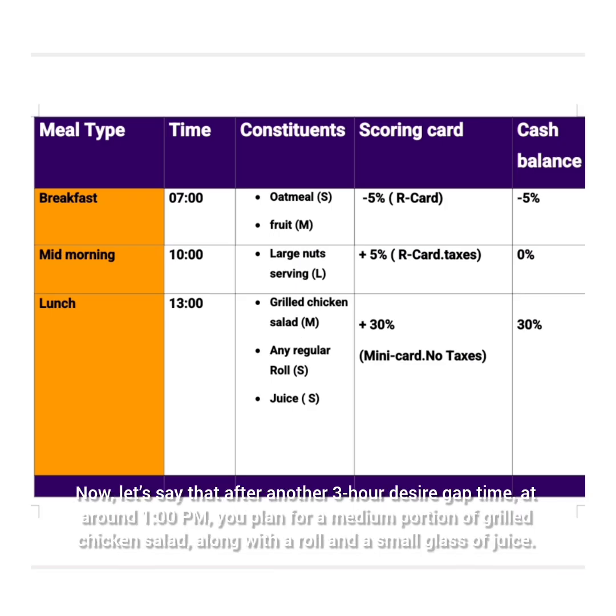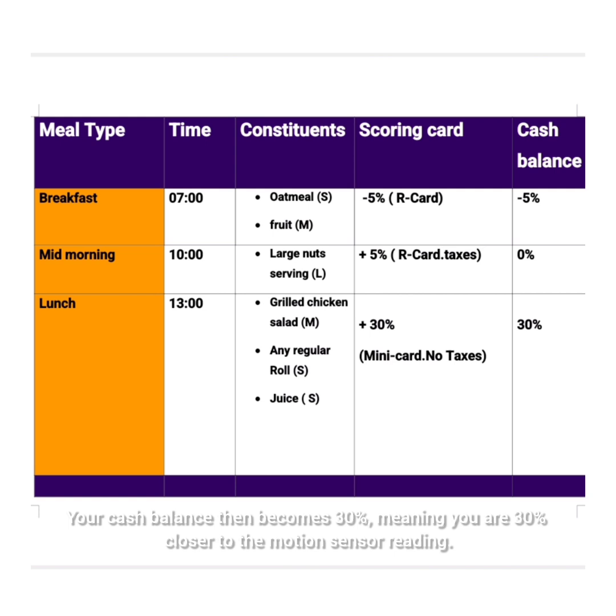Now, let's say that after another 3-hour desire gap time, at around 1 p.m., you plan for a medium portion of grilled chicken salad, along with a roll and a small glass of juice. Your cash balance then becomes 30%. Meaning you are 30% closer to the motion sensor reading.